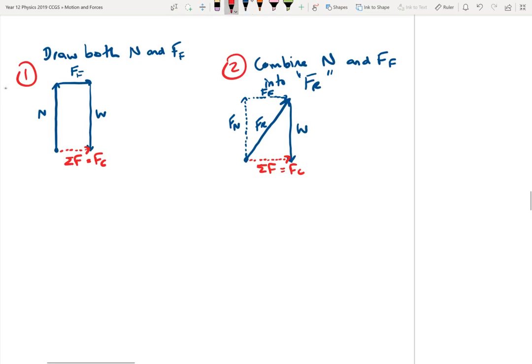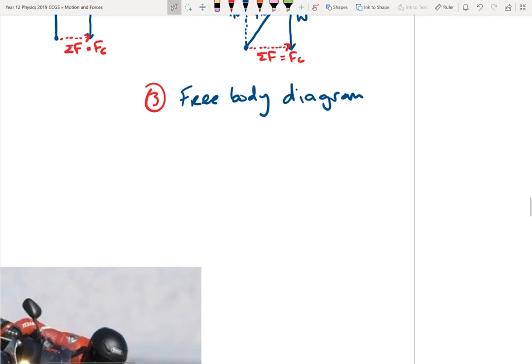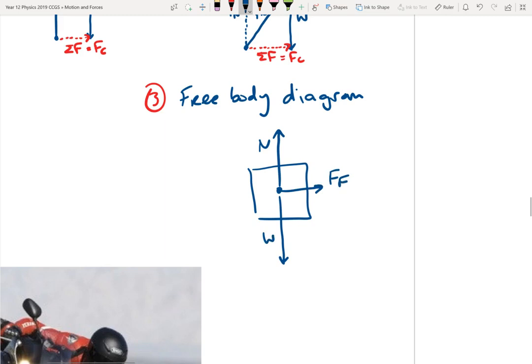If you were asked for a free body diagram, which hopefully you've seen, it's basically just you exist as a box, and the arrows from the center of the box, all right, like so. So just be careful with that.